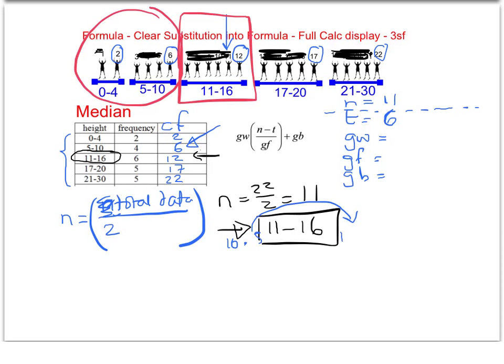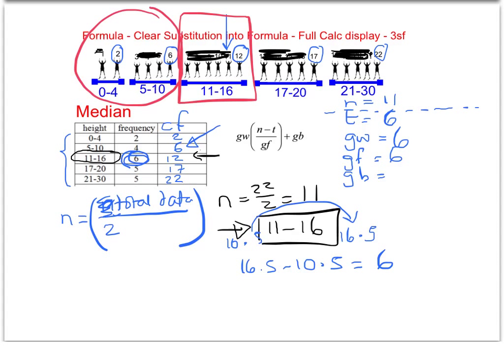And then the highest it goes is 16.5, because there's a gap between 16 and 17 on the table. So 16.5 minus 10.5 is 6. So that's how you calculate the width. So the group width is 6. The group frequency, well, that's obviously 6. Just look on the table.